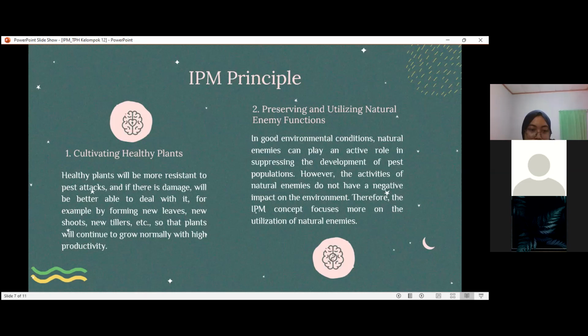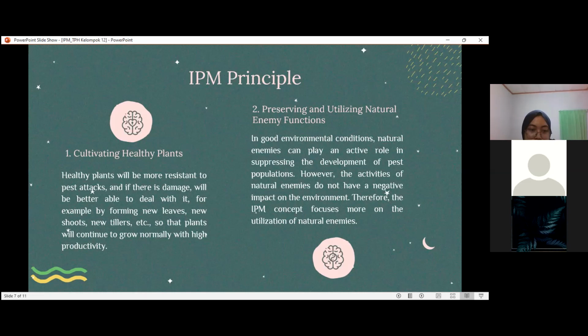Healthy plants with high productivity can be obtained by improving good cultivation techniques such as good tillage, selection of superior seeds, regular watering, balanced fertilization according to the plant's need, and weed control.